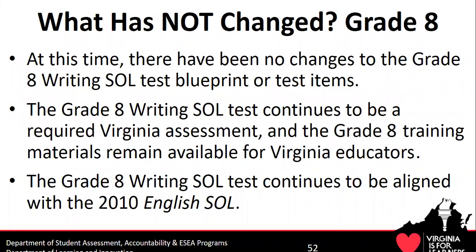So what has not changed, specifically in grade 8 for this slide, but there have been no changes at this time to the grade 8 SOL test blueprint or test items. The grade 8 writing SOL continues to be a required Virginia assessment, and the grade 8 training materials remain available in Understand Scoring for Virginia educators. So feel free to go back and look at those. You would click on the 8th grade tab to find those. And then the grade 8 writing SOL test continues to be aligned with the 2010 English SOLs.